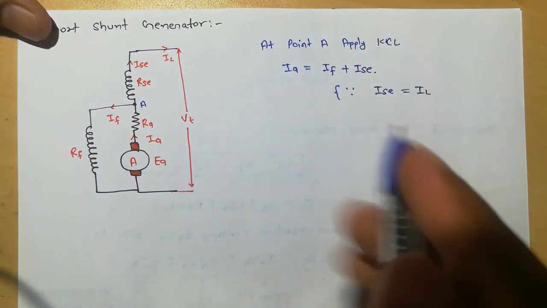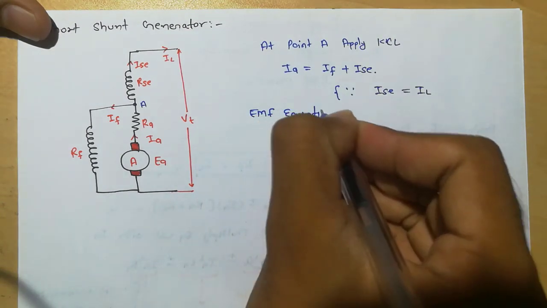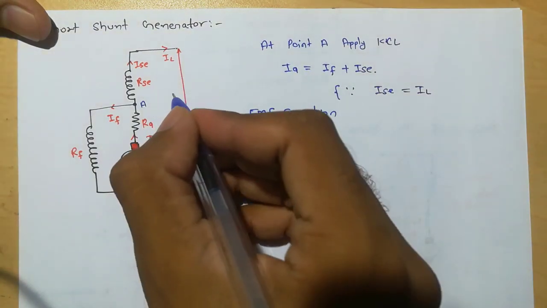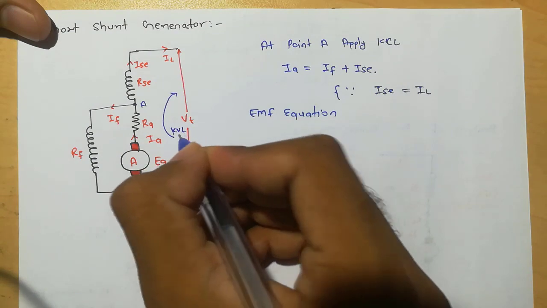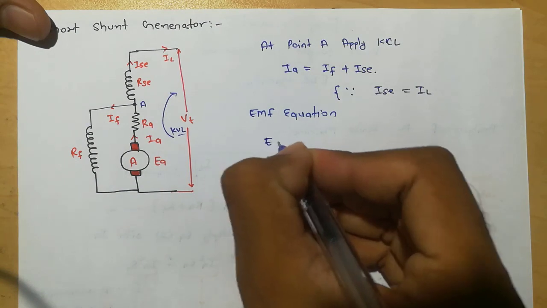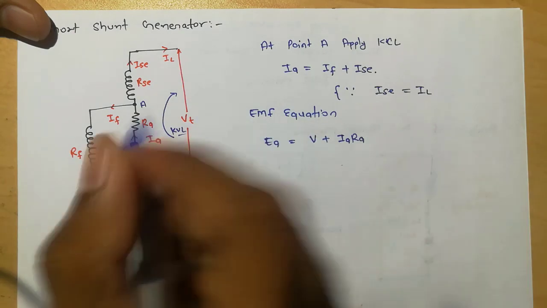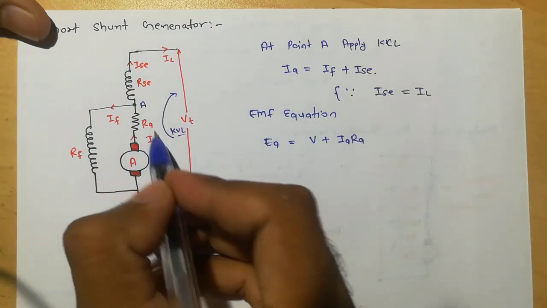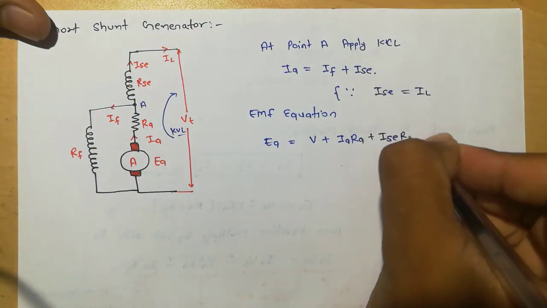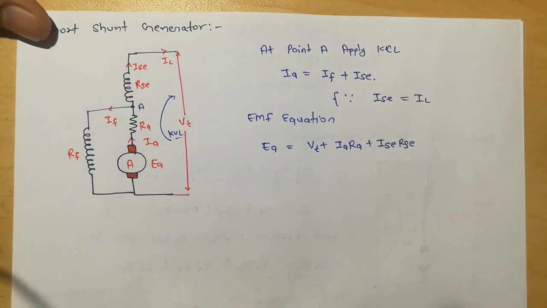Now talking about the EMF equation. In the EMF equation, we apply KVL in this loop. Then we will get the EMF equation: the induced EMF Ea is equal to V plus Ia Ra drop plus Ise Rse drop, plus the terminal voltage V. Okay, so this is our EMF equation.